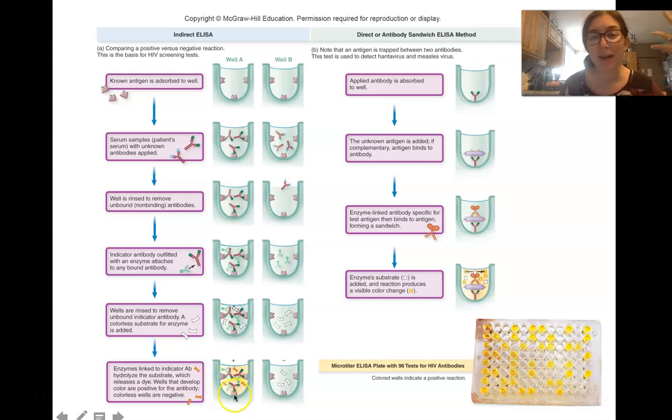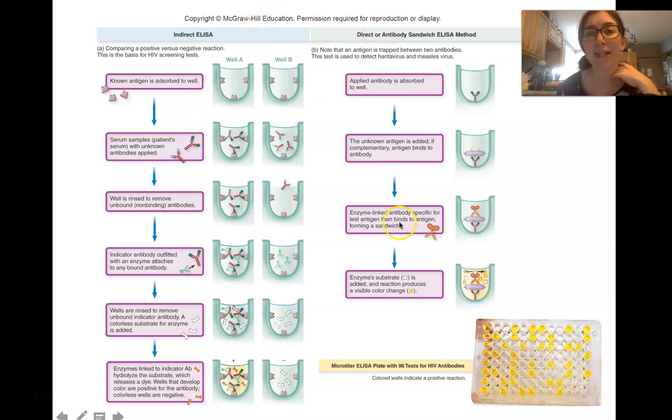Positive wells will show this color change, negative wells will not, because there won't be any antibody in there for the secondary antibody to bind to, and therefore there will be no enzyme to cleave the substrate and it won't change colors. So in an indirect ELISA, you are using known antigen to detect patient antibodies. You're looking to see, does the patient make antibodies to HIV or whatever pathogen you're looking for.